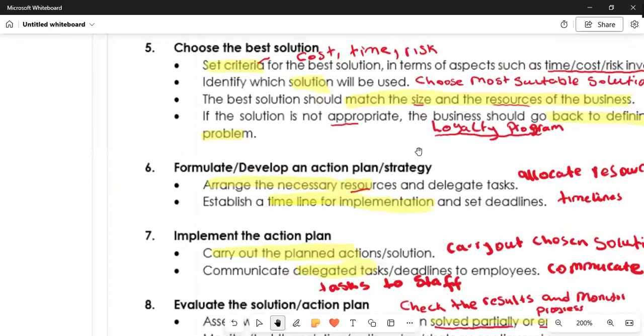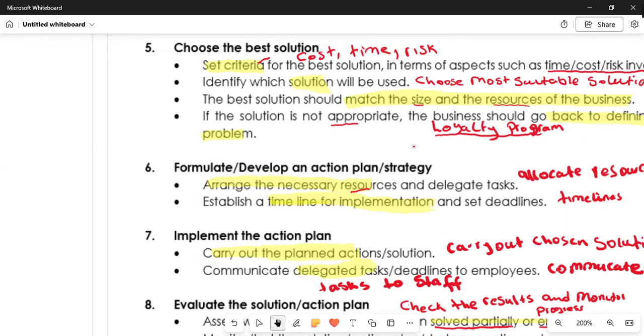Step 5 says choose the best solution, where it says set criteria for the best solution in terms of aspects such as time, cost, and risk involved. So we are going to set the best criteria in terms of cost, time, as well as the risk. And then it says identify which solution will be used.